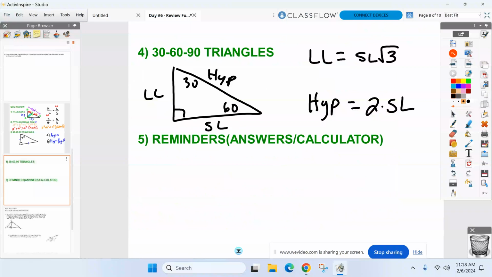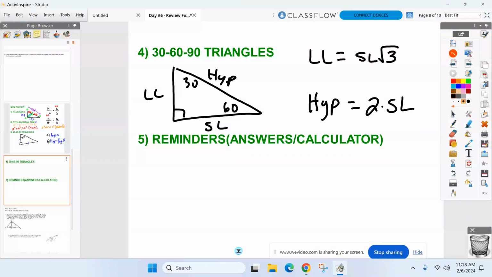Good. Now, notice I don't have a rule for how to find the shorter leg. I'll probably either give you the longer leg or the hypotenuse. Now solve for the shorter leg. Okay, I don't need to give you a third rule. Just plug in what you have, substitute in, and solve for the shorter leg. Any questions before the reminders? The reminders are probably the most important part, I think.